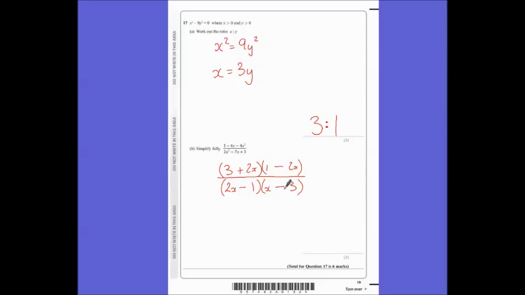Now you'll notice that neither of these have the same thing in them. However, this is the opposite of this. So if I multiply the bottom through by minus 1, then that would give us 3 plus 2x and 1 minus 2x on the top. And on the bottom, if I multiply both by minus 1, it will cancel each other out. And that will give us 1 minus 2x, and this would be 3 minus x. So because I've multiplied both of these by minus 1, that will cancel each other out, because minus 1 times minus 1 is plus 1. So then this cancels out with this, and we're left with 3 plus 2x over 3 minus x.